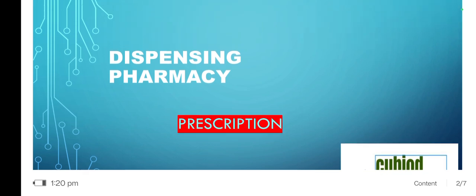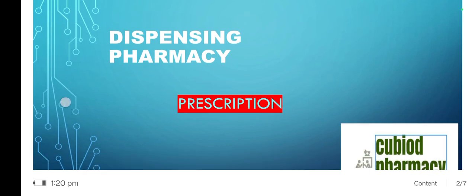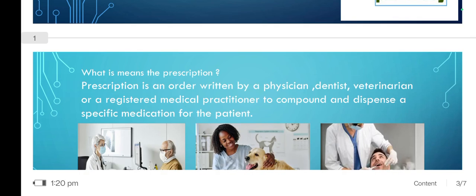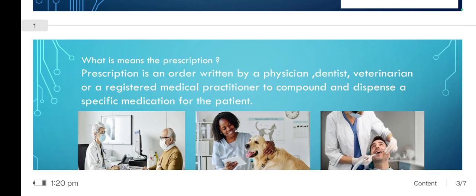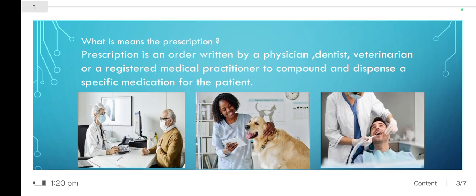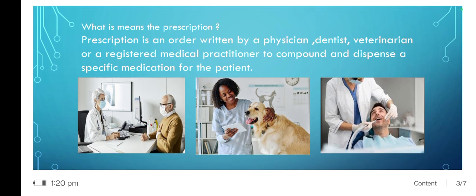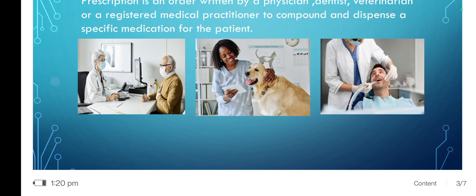Today's topic is dispensing of pharmacy, and the subtopic is prescription. What is a prescription and what is the use of a prescription? Let's start with what a prescription means. A prescription is an order written by a physician, dentist, veterinarian, or a registered medical practitioner to compound and dispense a specific medication for the patient.